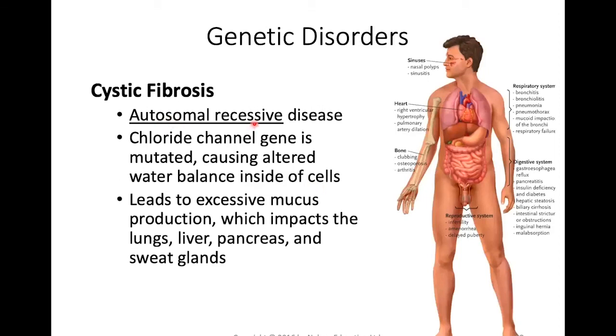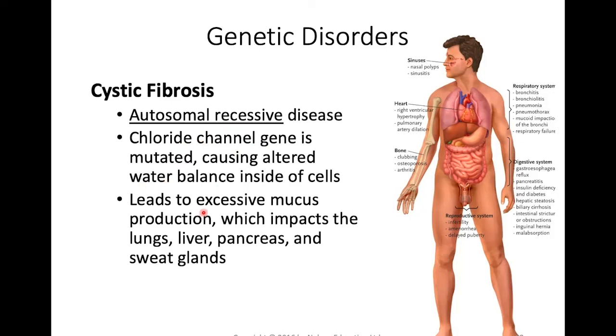With cystic fibrosis, again, we're looking at autosomal recessive. So with all three of these conditions. Now with cystic fibrosis, it's the genes responsible for producing chloride channels that are mutated. And so these individuals don't possess chloride channels. And so chlorine is unable to move from extracellular to intracellular environments readily. And so this throws off the water balance inside of the cells.